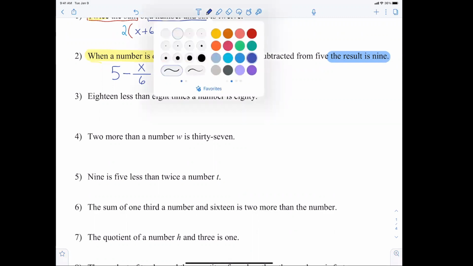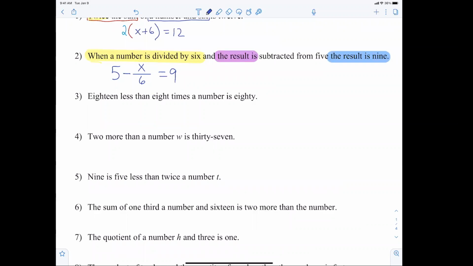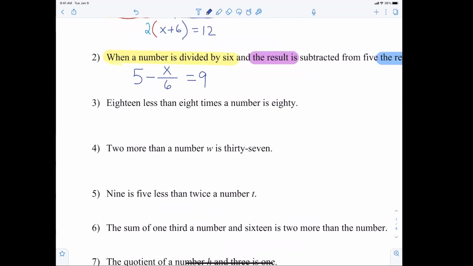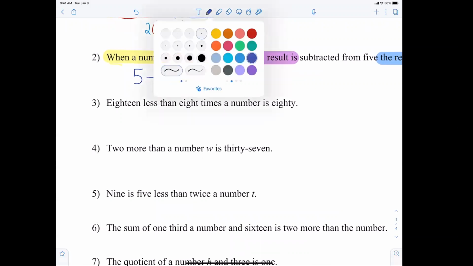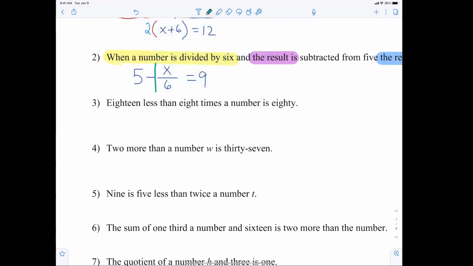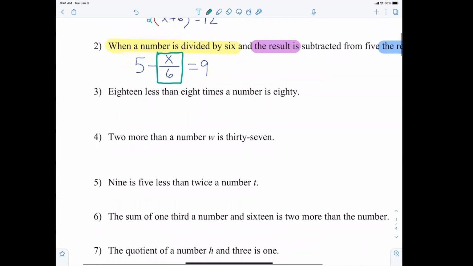Now guys, I'm just telling you, I think that's kind of hard. So everybody, we're going to go through it one more time. When a number is divided by 6, this is what they're talking about. When a number is divided by 6, that answer is subtracted from 5. That's what that means. Anybody have any issues with that? Anybody? Now listen, we're just going to keep going down the page. You're just going to keep trying. All right, here we go.